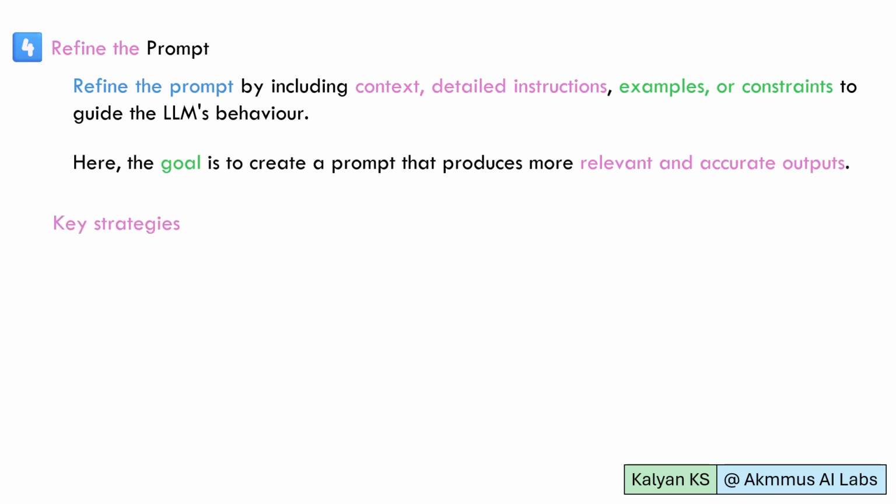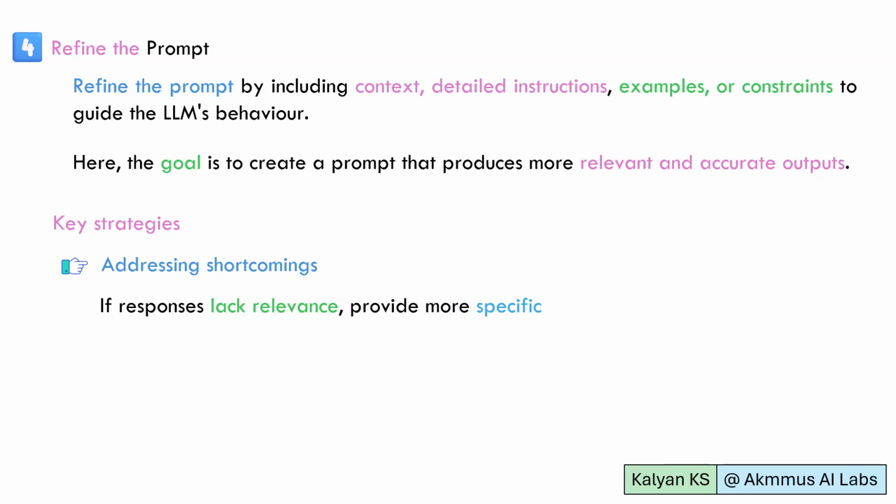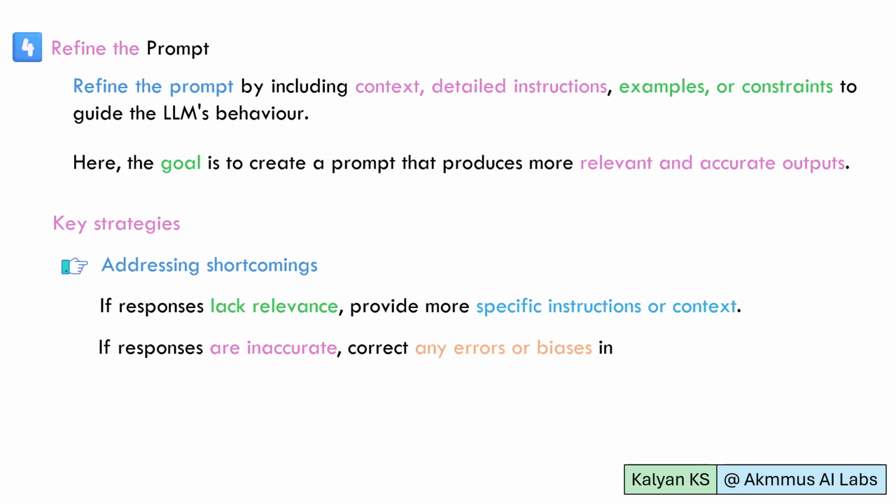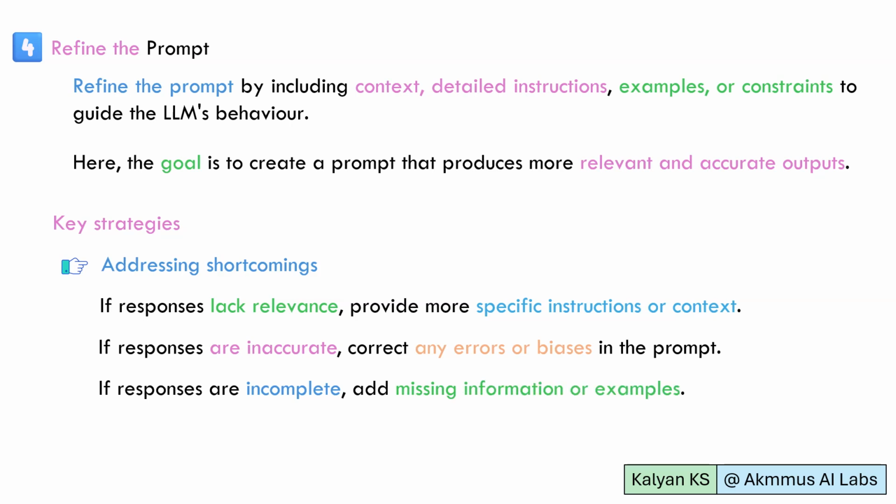Now, let us see the key strategies for refining the prompts. The first one is addressing shortcomings. If responses lack relevance, provide more specific instructions or context. If responses are inaccurate, correct any errors or biases in the prompt. If responses are incomplete, add missing information or examples.